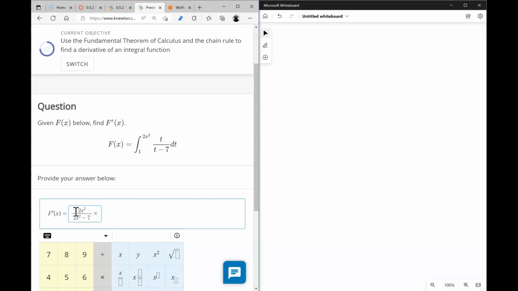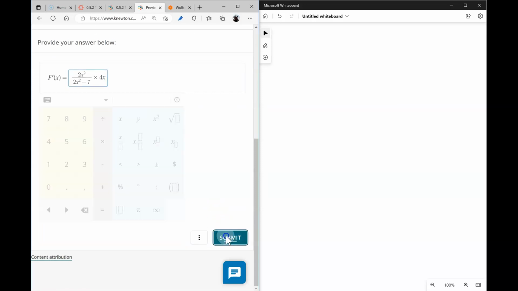And here we have to multiply by the derivative of that function.